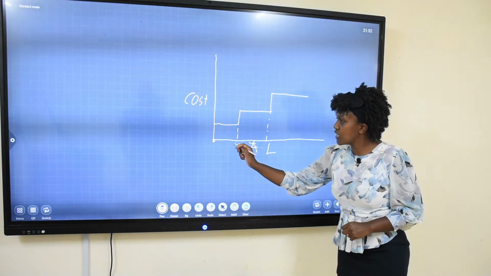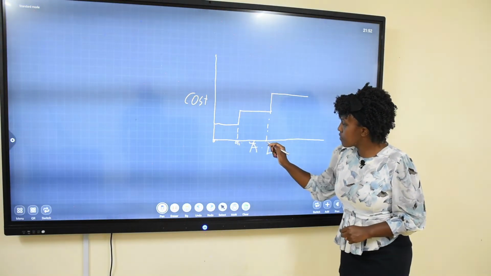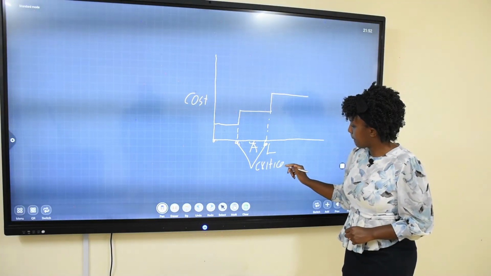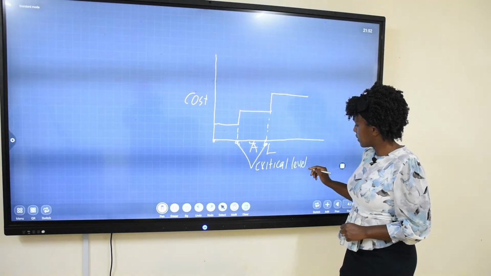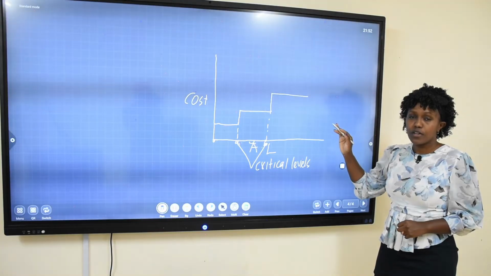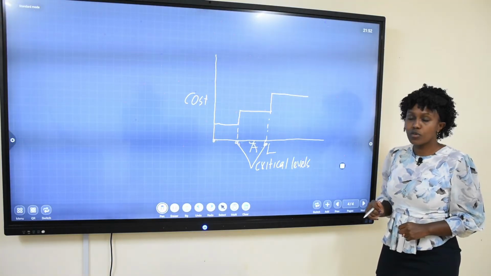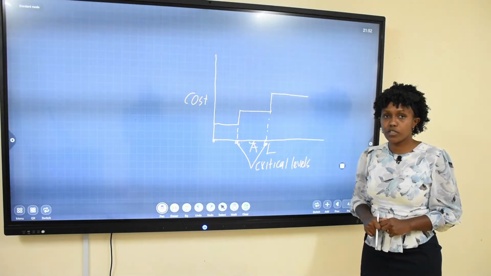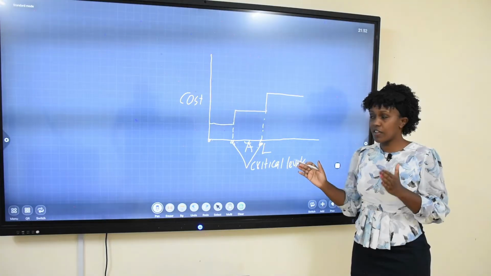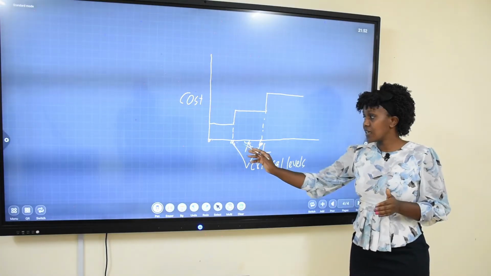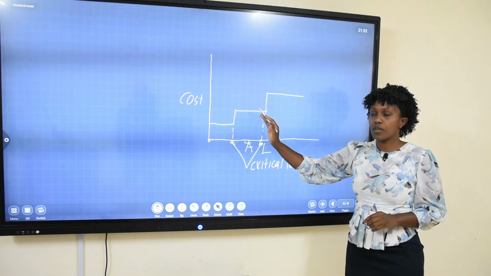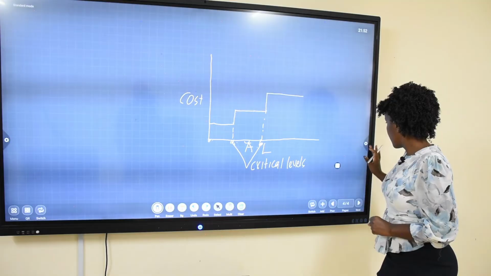So these points of activity here, we can name them A and B. These points of activities are what you are calling the critical levels. Once you exceed the critical level, the cost goes up. So that is how you can show on a graph what a step fixed cost looks like. So this point between 0 and A, that is a relevant range where the cost is constant. Once A, the critical level, is exceeded, then the cost steps up to a new level. And that is a step fixed cost.